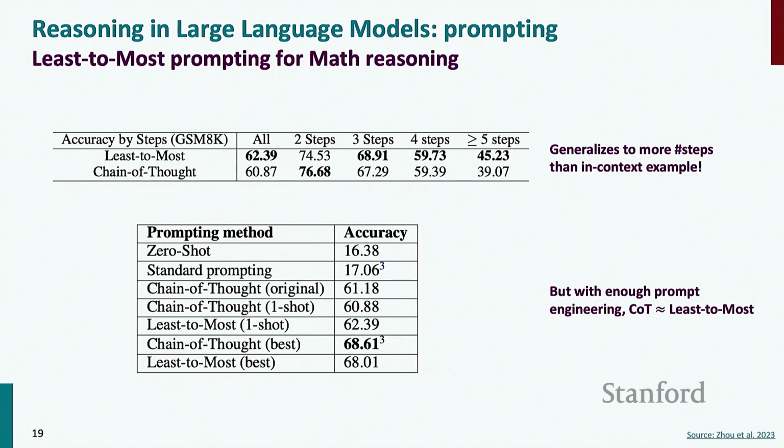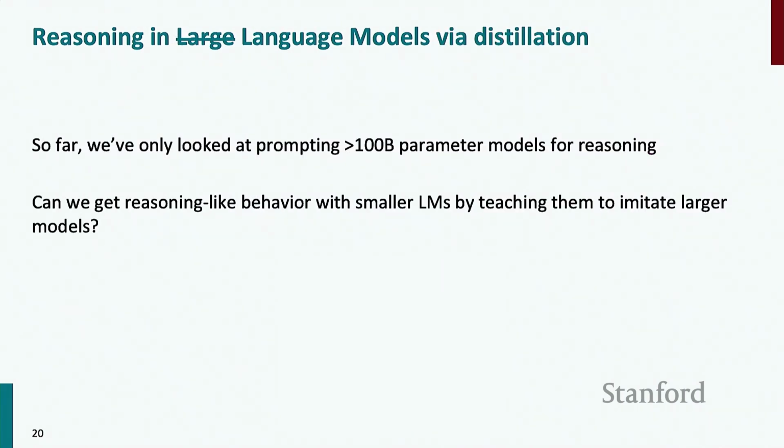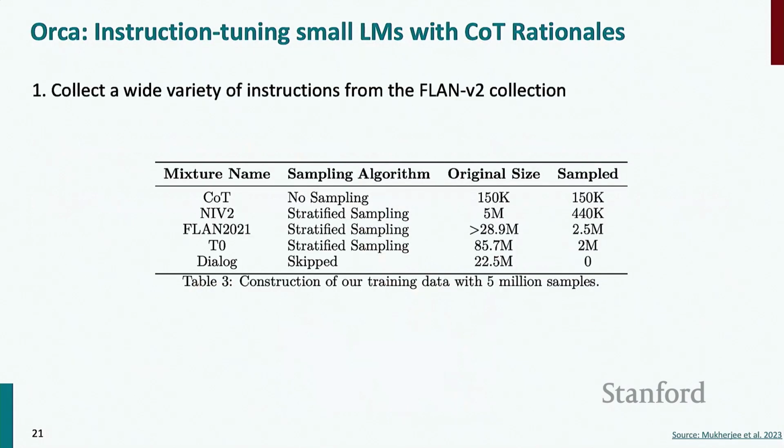Okay, so all this was different prompting methods to get reasoning behavior out of language models. Can we do something more? One of the things we might be interested in is, instead of trying to get really large language models to do reasoning, maybe we want to get this kind of reasoning behavior in a smaller language model. And one popular approach for doing that is distillation, where maybe you want to fine-tune a smaller llama model by teaching it to imitate a larger llama model. And so that's what we're going to look at now, okay?